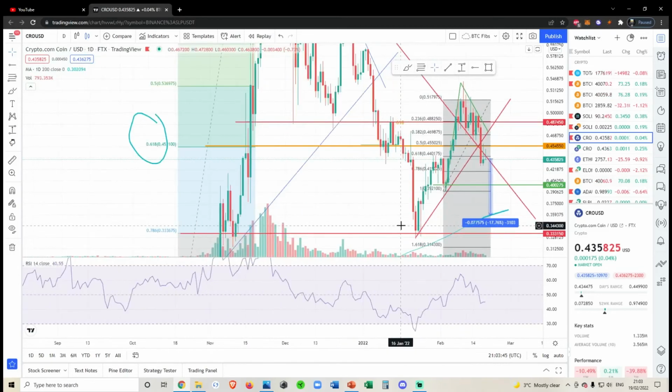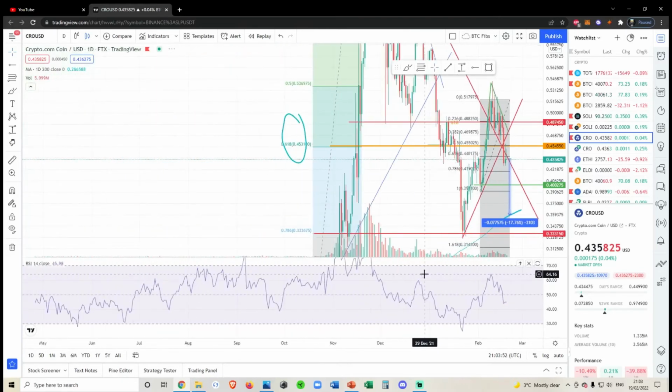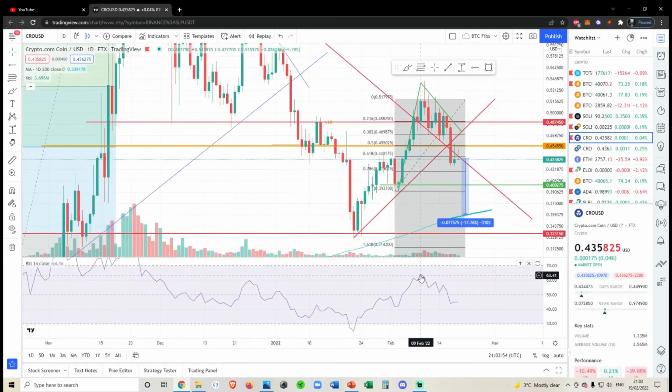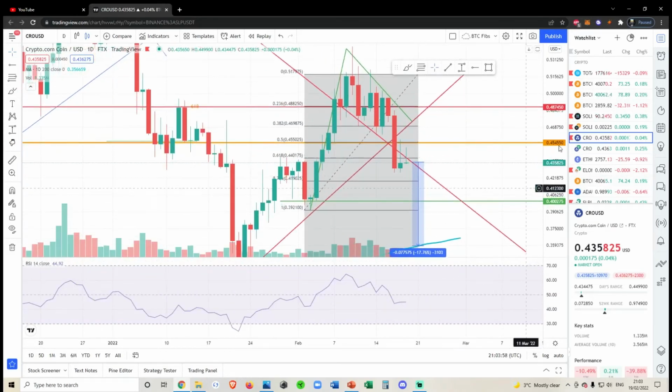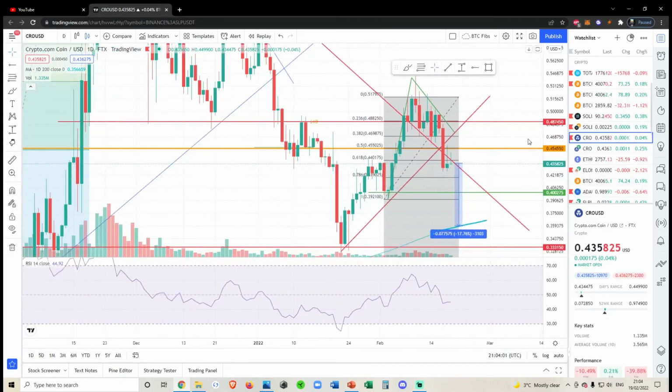If we zoom out, the volume is nothing compared to when these Matt Damon ads first came out. RSI has basically dropped pretty hard as well. I mean, all the way from 63 down here to 43. So in the short term, I am unfortunately bearish on CRO.